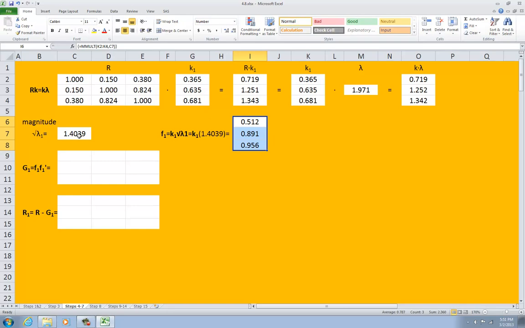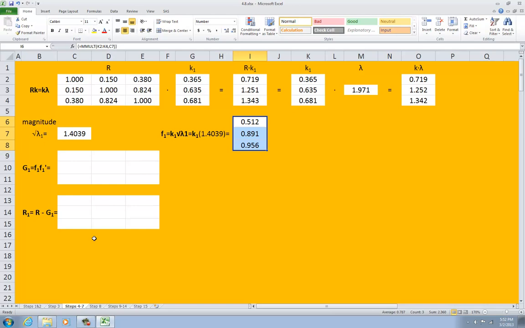And once again, these are the factor loadings for factor 1: 0.512, 0.891, 0.956. So we have now successfully extracted factor 1 from the correlation matrix. To now extract factor 2, we must first remove all of the variance and covariance in the original R matrix, the correlation matrix, that has been accounted for by factor 1.